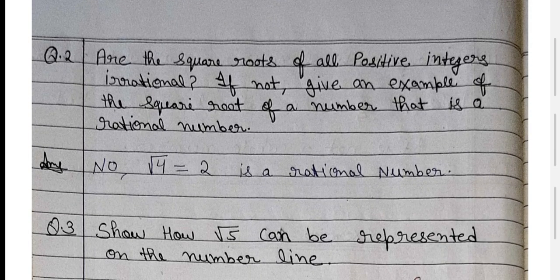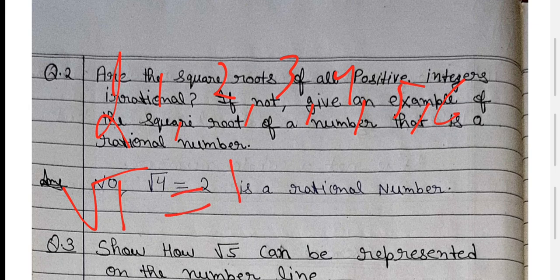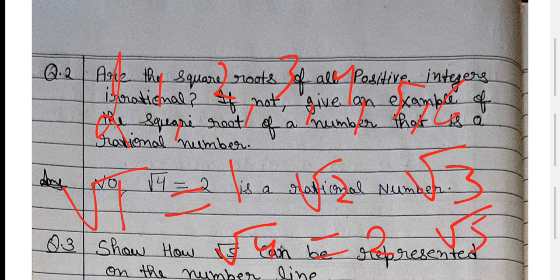Now, come to question number two. Are the square roots of all positive integers irrational? Okay. All positive integers. What are the positive integers? Positive integers are 1, 2, 3, 4, 5, 6, like that. Now, they say the square root of all positive integers. Now, you take the square root of the positive integers. You get here 1, under root 2 remains as it is, under root 3 as it is. When you take under root 4, it becomes 2, and then under root 5 and under root 6.